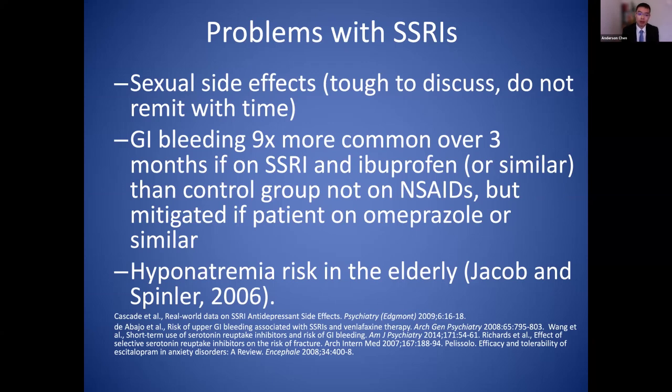You want to be mindful of bleeds. GI bleeding is 9 times more common over 3 months if you're on an SSRI, and ibuprofen are similar compared to control group not on an NSAID. But it can be mitigated if patients are on omeprazole or similar. Now, this is pretty significant. I frequently encountered this in my fellowship just in 4 months, where I have patients with anxiety and then also have some form of chronic pain, and they take a nightly ibuprofen. So you do want to let them know about the risk. Perhaps they might consider other pain medications like Tylenol.